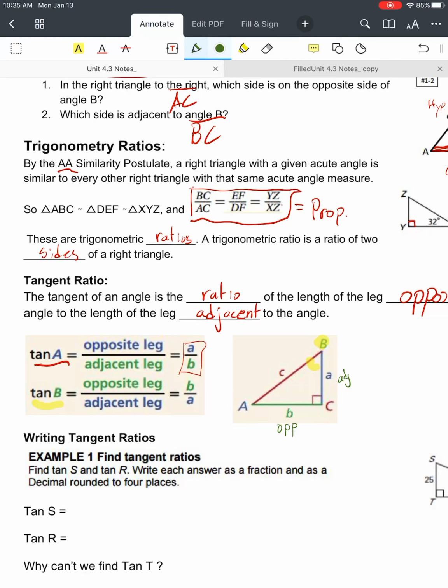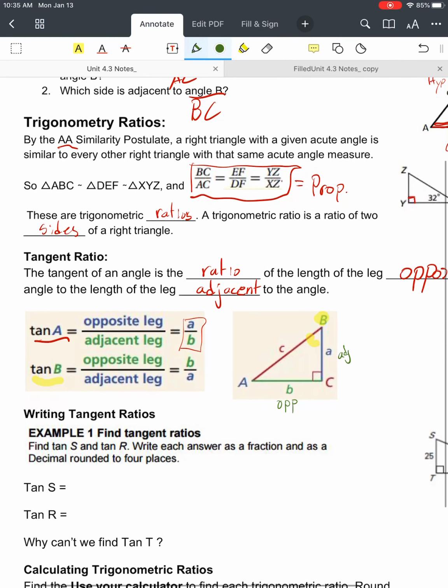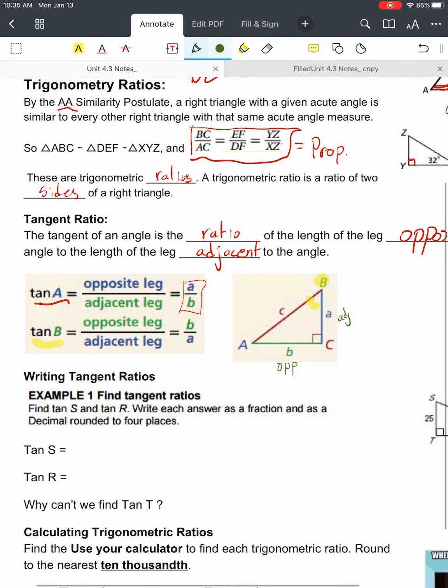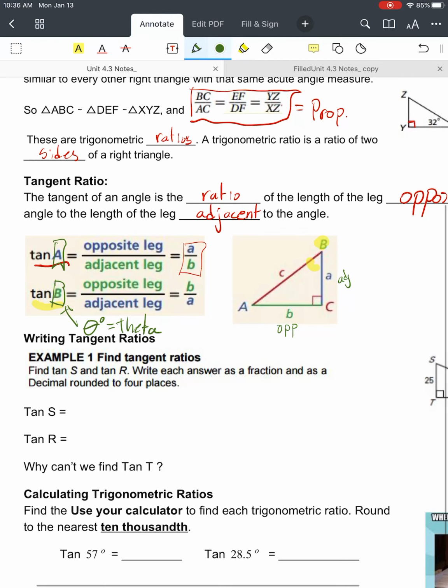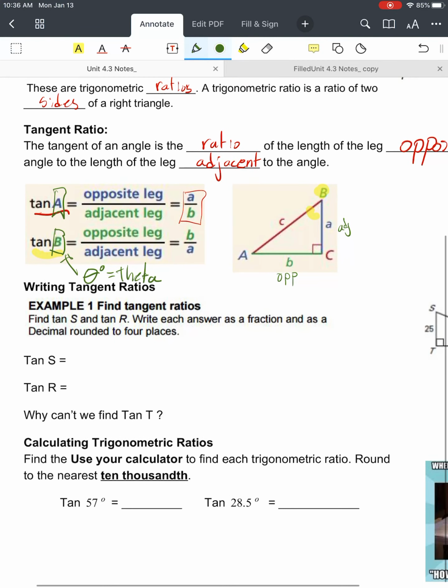We just want to make sure that the opposite goes on top and the adjacent goes on bottom when we're talking about tangent. And then in these A and B spots, this is typically where we put an angle. We call that angle, sometimes we call it theta. Theta is just a fancy version of x whenever we're dealing with degrees, because a lot of times we're trying to find side length x, we'll just use theta so that we're not confused.